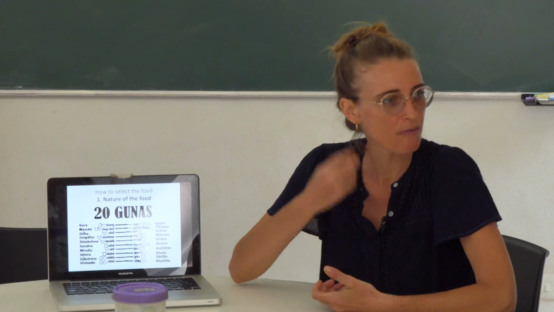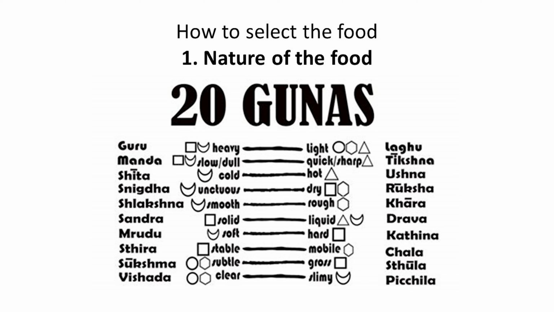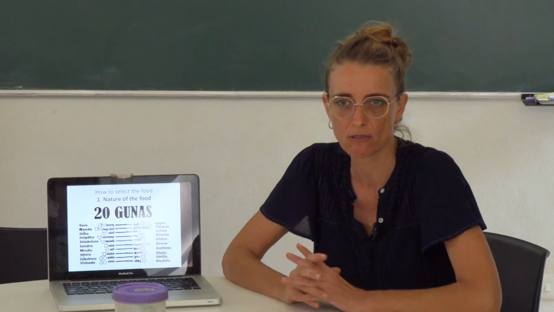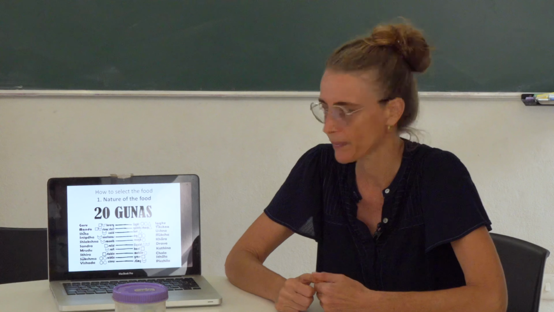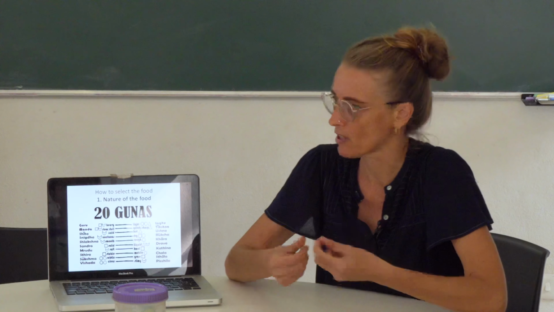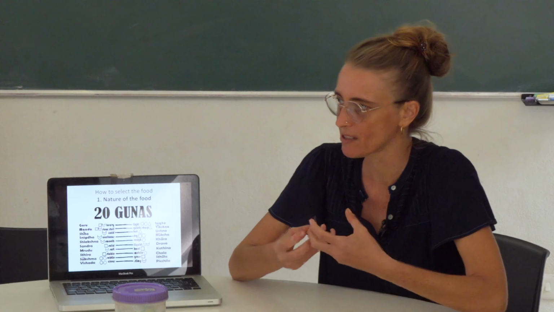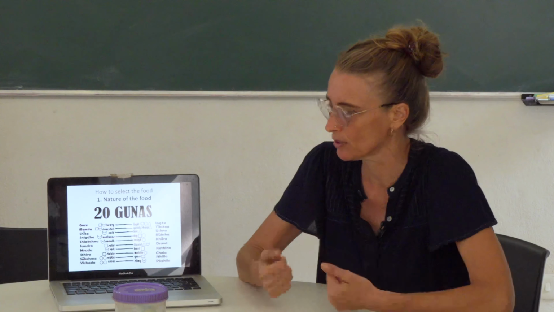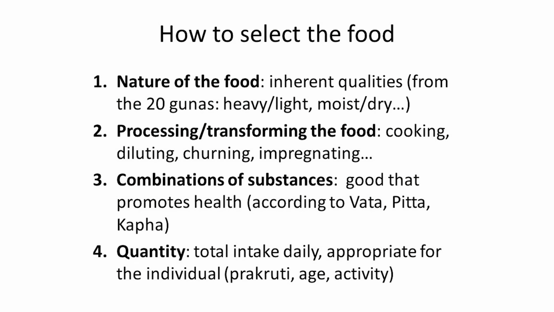Then we have Vishada, which is clear, opposite to slimy. So clear always has a sense of no oiliness, nothing. It's more aqueous, more like water. Something that doesn't have any greasiness or any color or nothing. Right, so these are the 20 gunas that we take into account when we select the food.